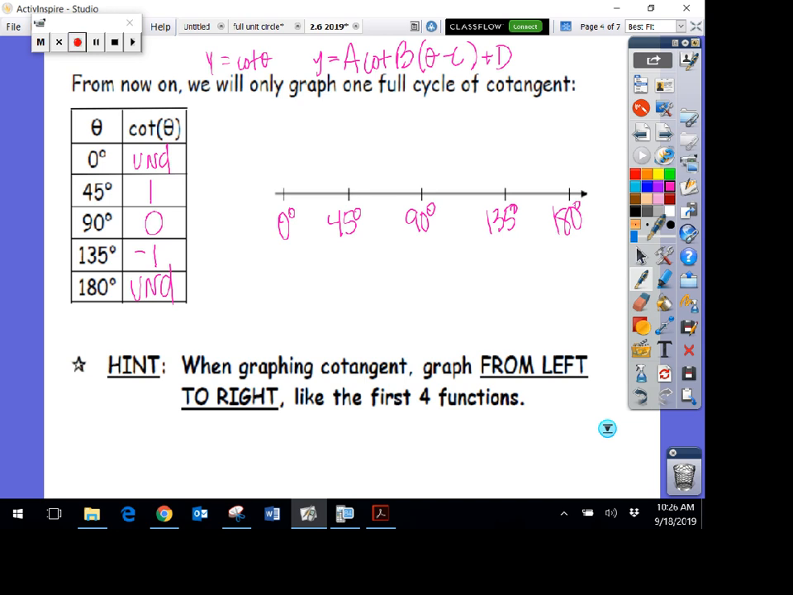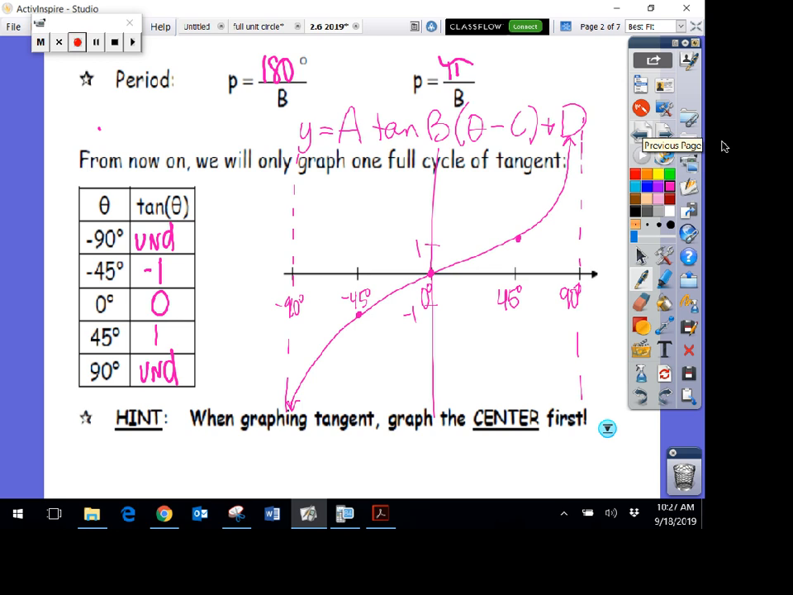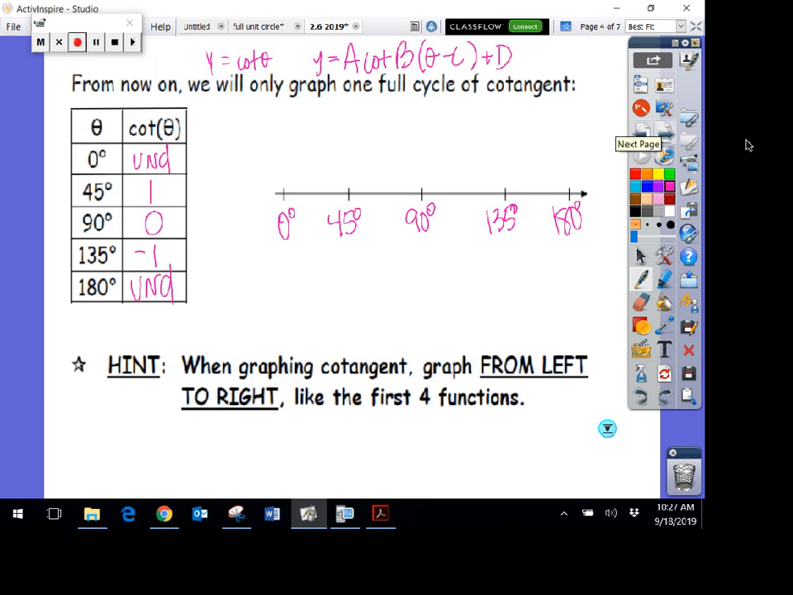Because we want to graph one cycle, and cotangent and tangent have 2 cycles in one rotation. So we've got to split that in half, and our period for tangent and cotangent is 180 degrees over b, or pi over b. We're in degrees, so 180 divided by 1 is 180. So from start to finish is 180 degrees, halfway is 90, halfway 45, halfway 135. So we have our y-axis right here at 0, but we also have an asymptote, and we have an asymptote here.